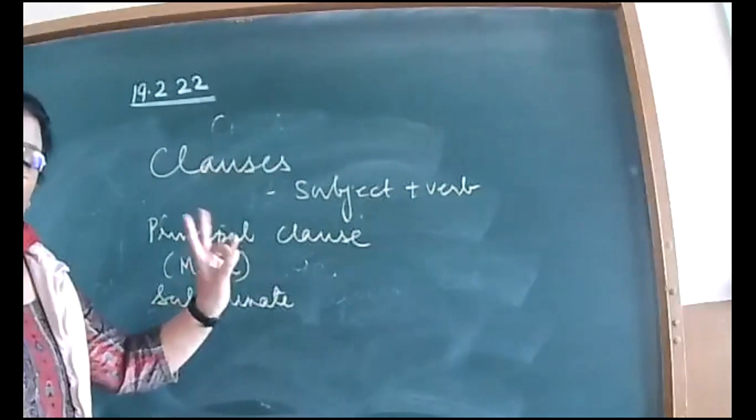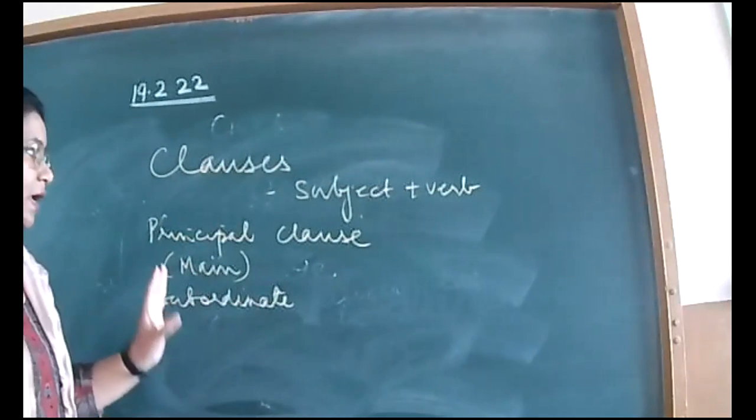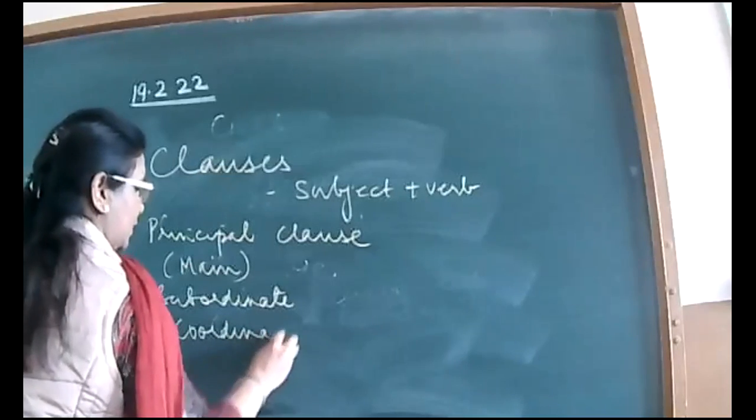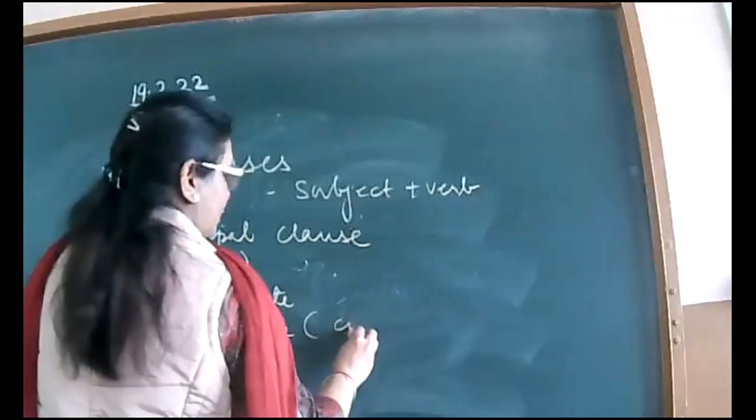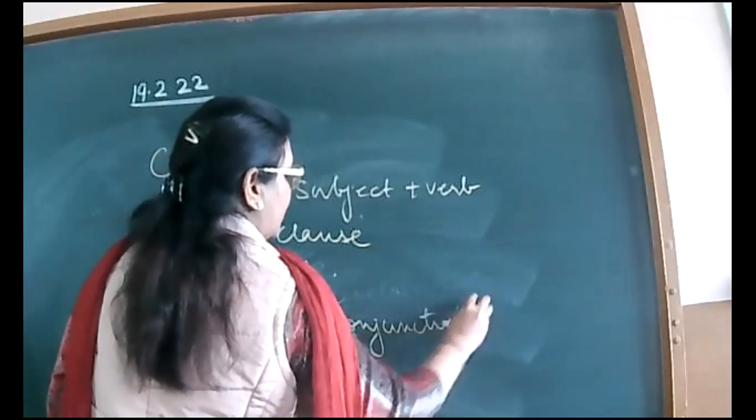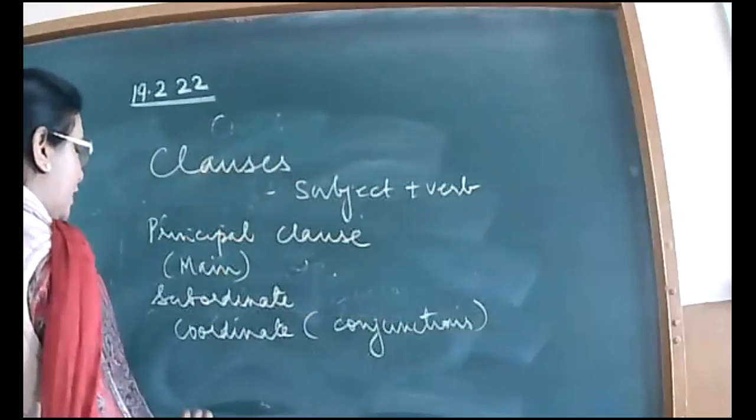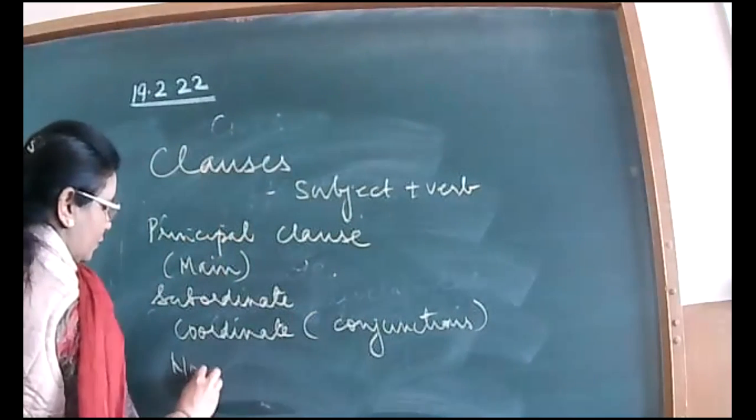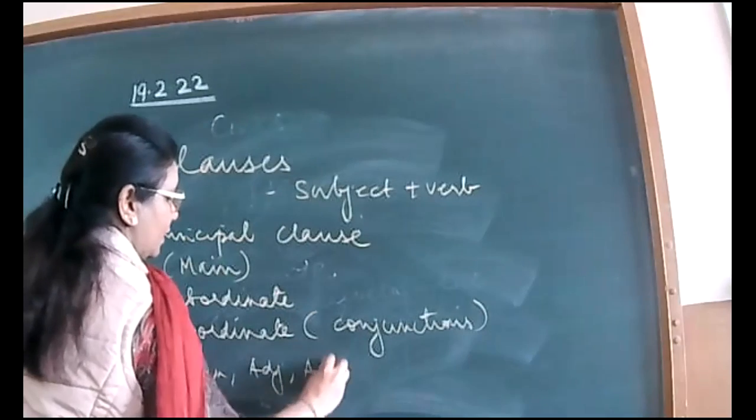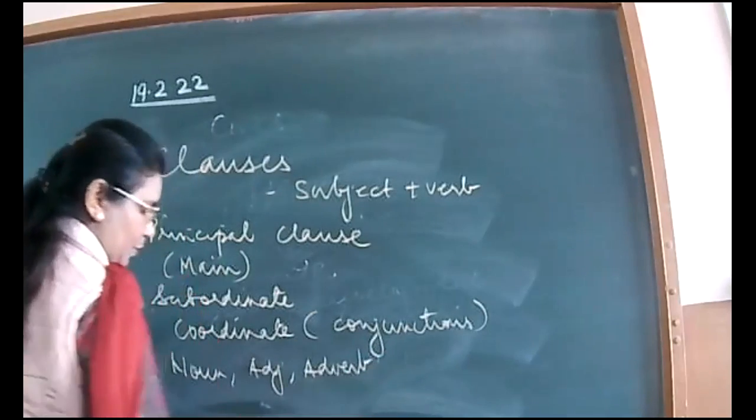Sometimes we have two equal clauses. They are the coordinate clauses, right? And they are joined with conjunctions. Now, within these clauses we also have various kinds of clause. You have your noun clause, your adjective clause, and your adverb clause.